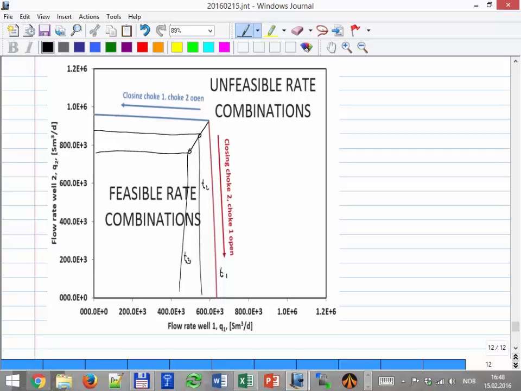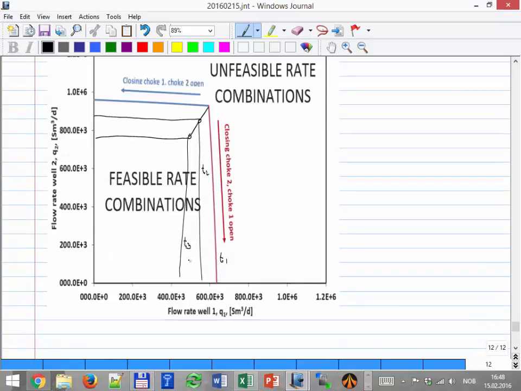When we close one well, then why does this rate increase from the equilibrium point? Yeah, you might think that it has less competition. It's flowing by itself in the pipe. But both wells increase the rate. This increases and this increases.